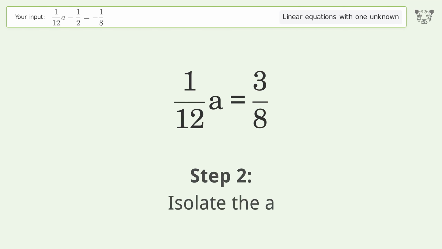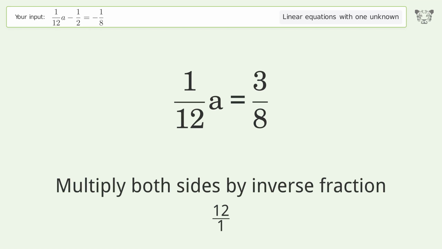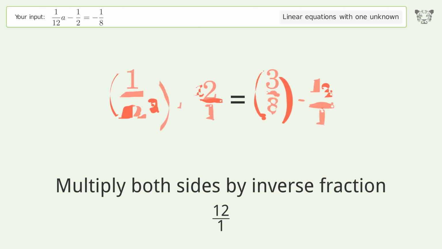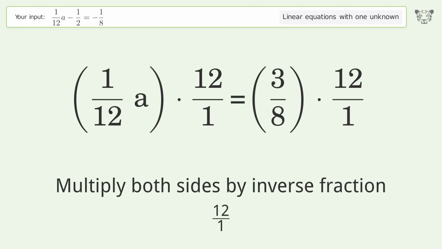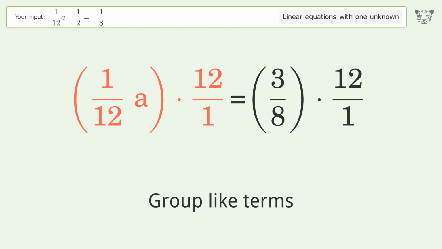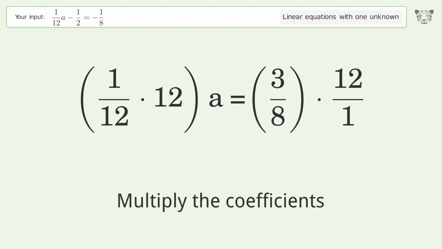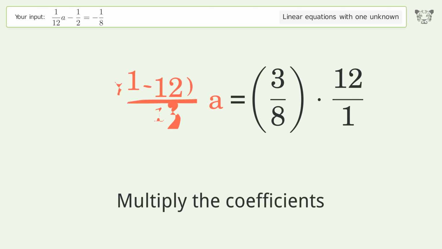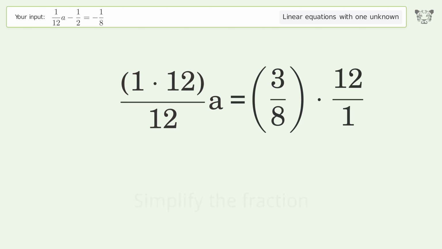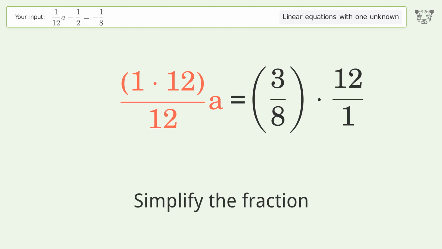Isolate the a. Multiply both sides by the inverse fraction 12/1. Group like terms. Multiply the coefficients. Simplify the fraction.